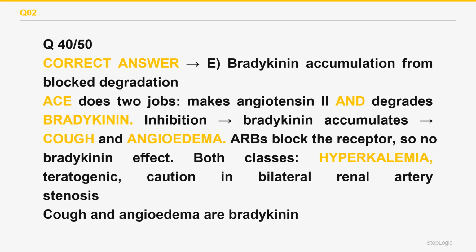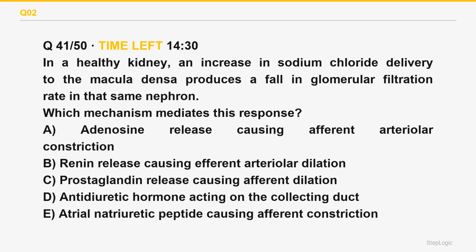What the two classes share is equally testable. Both cause hyperkalemia by reducing aldosterone, both are contraindicated in pregnancy for fetal renal maldevelopment, and both can precipitate acute kidney injury in bilateral renal artery stenosis. If you see cough or angioedema on an antihypertensive, think bradykinin and switch to an ARB.